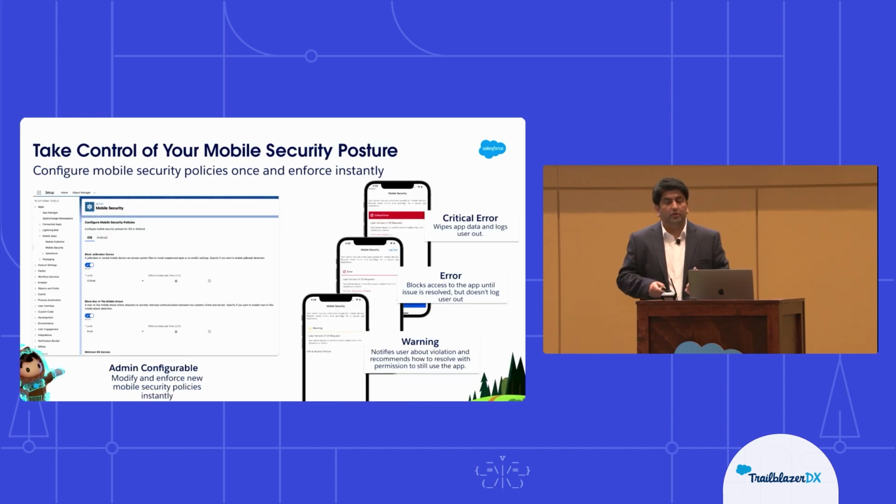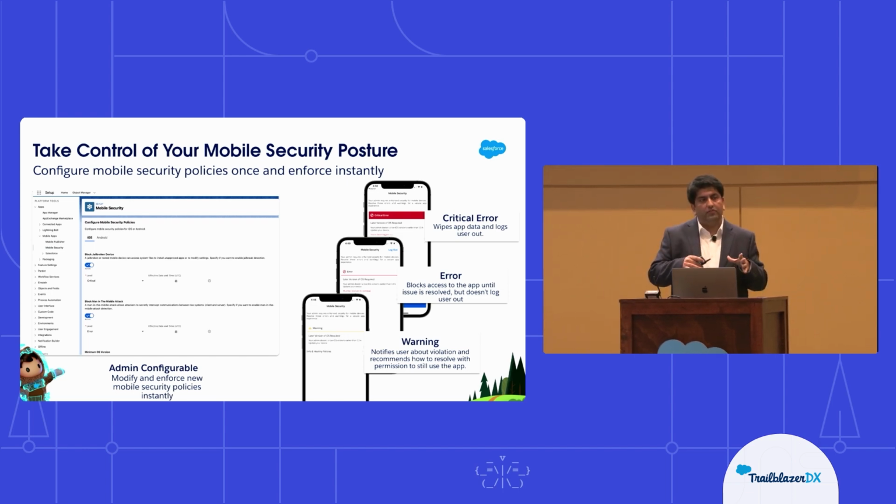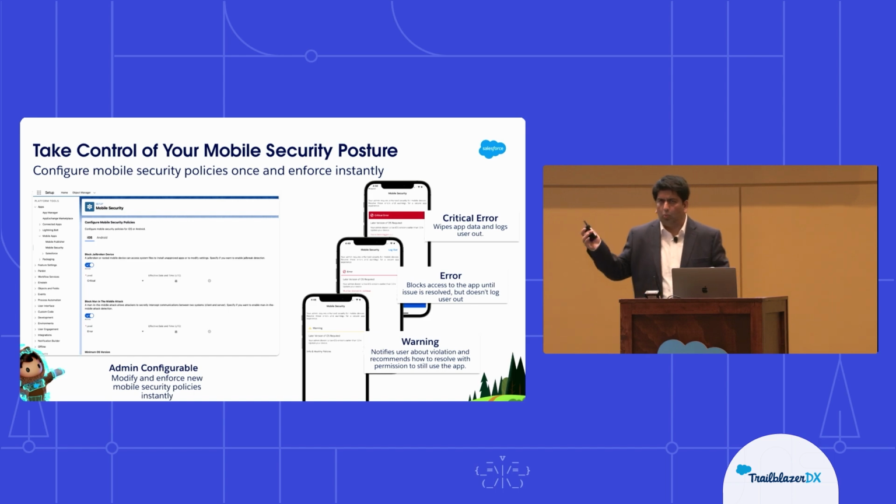And as I mentioned, this allows the admin to control certain specific things. We have about 30 policies and 3 types of error categorization. You can warn the user. Ideally, when there's an iOS version, there's a patch release. Maybe right now it's 17.3.1.